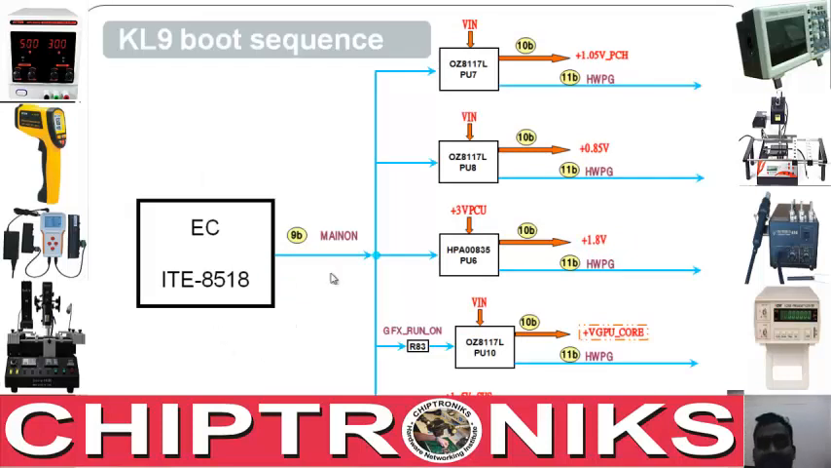And the EC will again generate a MAINON signal. It will go to all these regulators, OZ8117L, all these PU7, PU8, PU6, PU10, PU5, to generate various kinds of voltages, right? After getting the MAINON signal, 1.05V_PCH is generated, it will generate a power good. It is generating 0.85V, it is generating 1.8V, and this is the voltage for the graphics section, right? And this is generating the 1.1V_GPU.